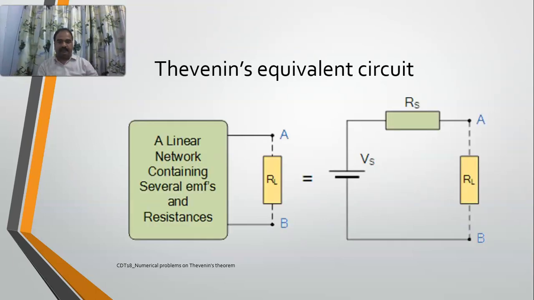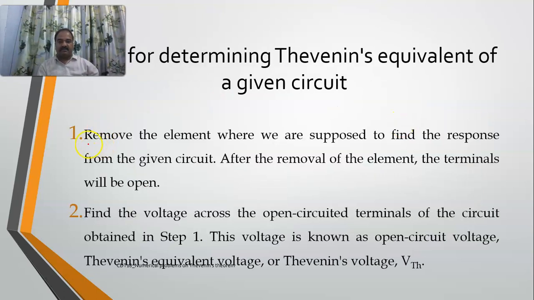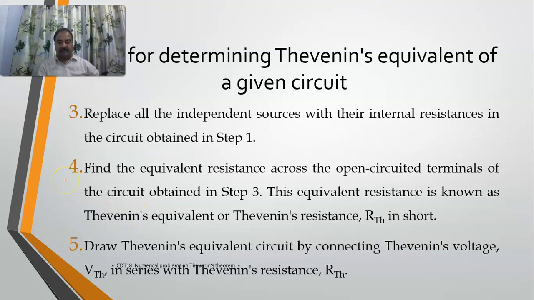So a quick review, you know that any network is to be replaced with a Thevenin's voltage source in series with a resistance, which we call Thevenin's resistance. And the steps: the first one, remove the element. Second one, determine the VTH. Third one, replace all the sources. Fourth one, determine the RTH. And fifth one, draw the Thevenin's equivalent circuit.